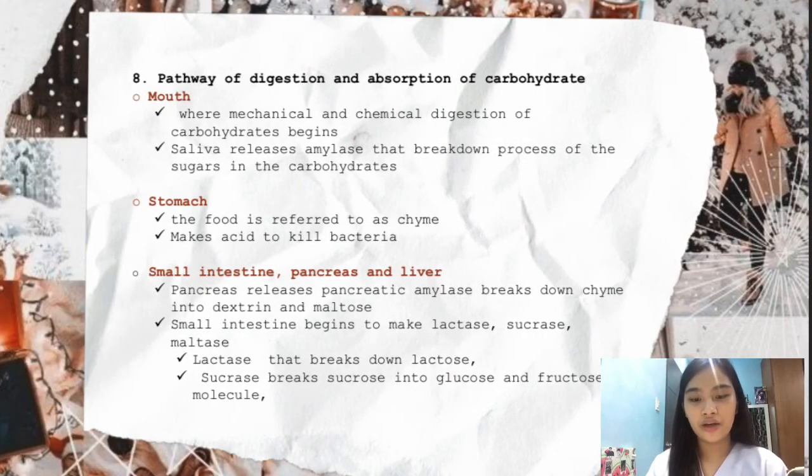Second, the stomach. From there, you swallow the food that has been chewed into smaller pieces. The carbohydrates travel through your esophagus to your stomach. At this stage, the food is referred to as chyme. Your stomach makes acid to kill bacteria in the chyme before it makes its next step in the digestion journey. Third, the small intestine, pancreas, and liver. The chyme then goes from the stomach into the first part of the small intestine called the duodenum. This causes the pancreas to release pancreatic amylase. This enzyme breaks down the chyme into dextrin and maltose.